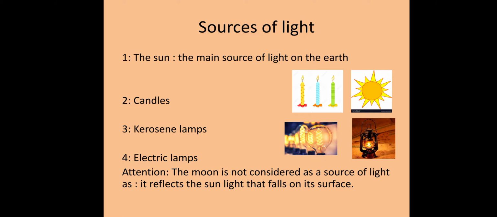Fourth, electric lamps. And it's used as a source of light in many places such as homes and schools, and it has many types and shapes. Finally, you must pay attention to this important note. The moon is not considered as a source of light, as it reflects the sunlight that falls on its surface.